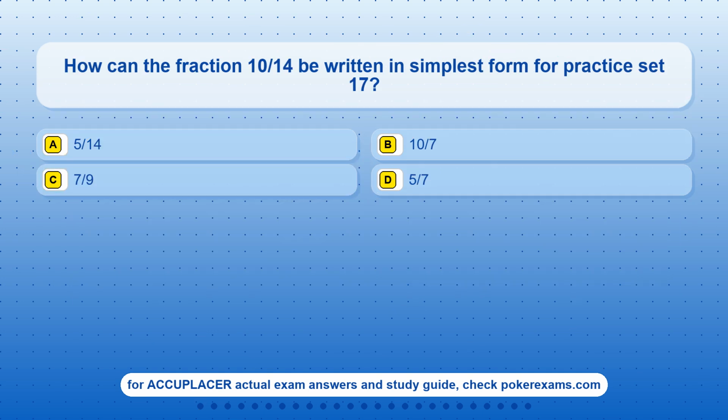Question 8. How can the fraction 10/14 be written in simplest form for practice set 17? Option A, 5/14. Option B, 10/7. Option C, 7/9. Option D, 5/7.